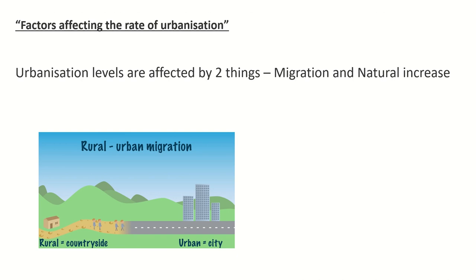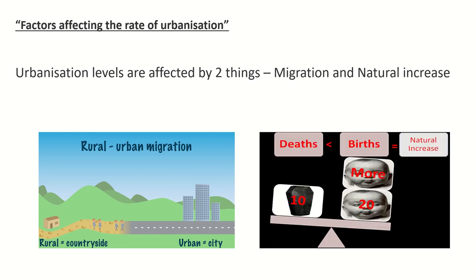So, for example, if there is a war, that would potentially increase the amount of rural to urban migration, as would a famine or a natural disaster, etc. Or if the city has more job opportunities and more education, it's going to increase that rural to urban migration. And the one that is usually overlooked by people in this exam is something called natural increase.